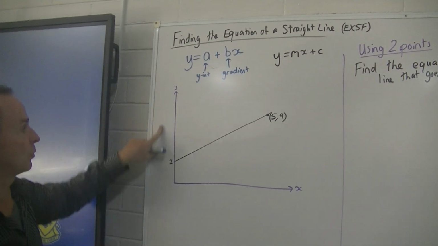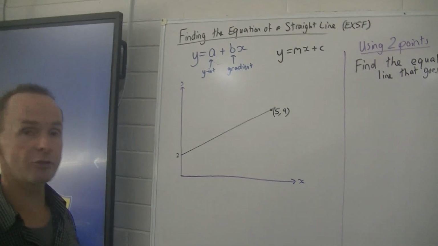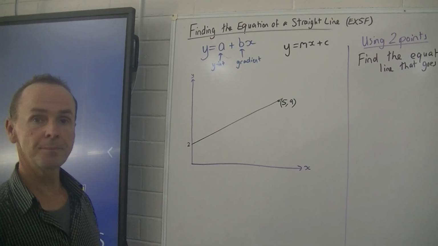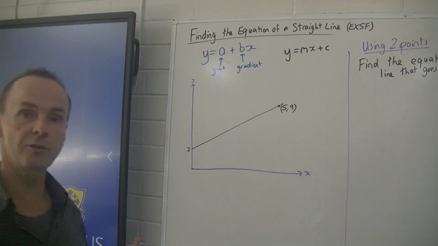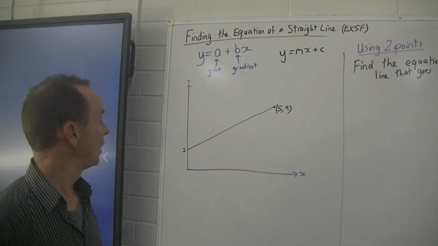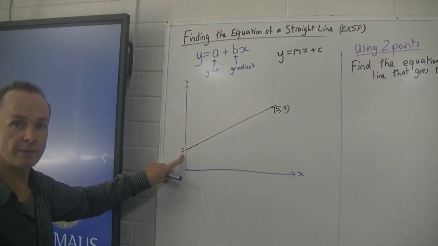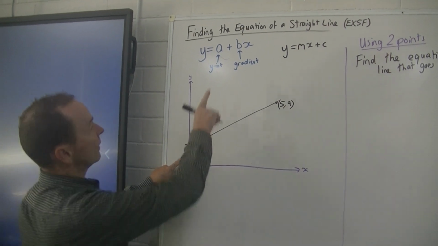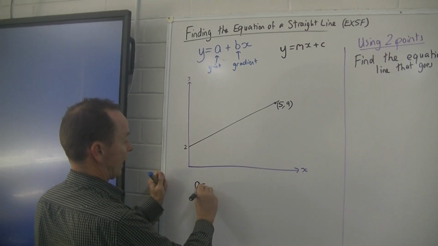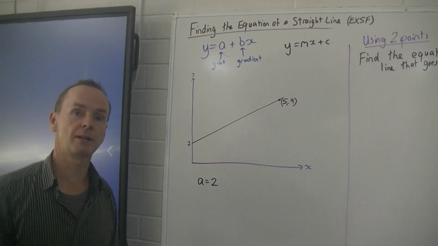Okay, so first example, we're going to find the equation of a straight line. So here's a straight line. There's two things we need to find. One's the y-intercept and one's the gradient. We can look here and already see what the y-intercept is. It's 2. So the y-intercept, we can write down a is equal to 2. Half our job done already.